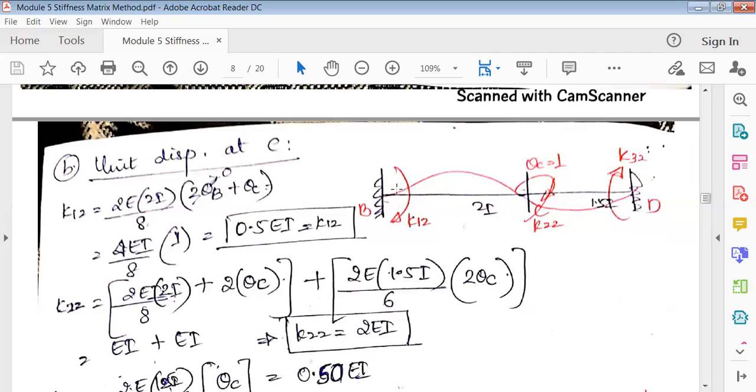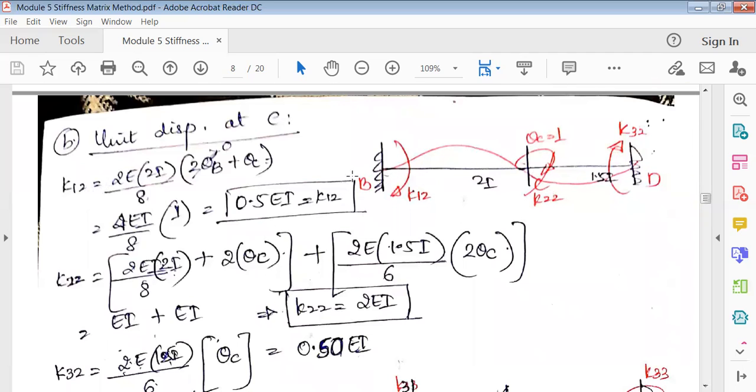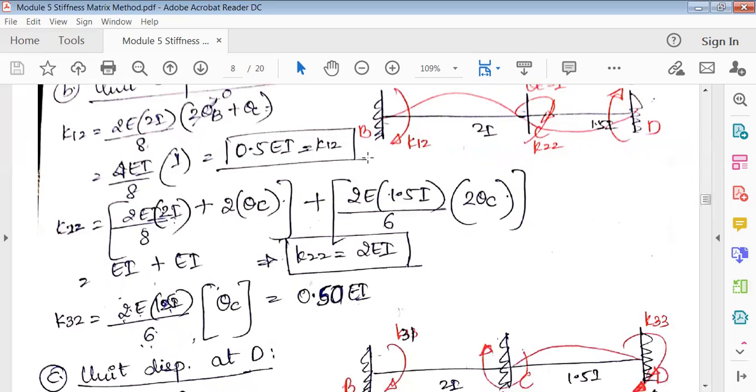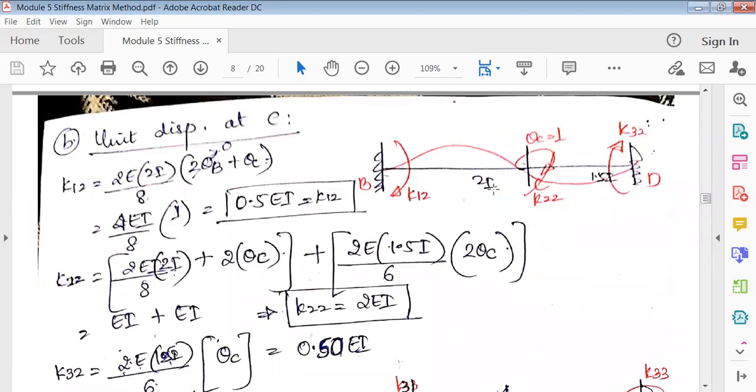All right. So once you mark this, next is again finding out K12. That is only MBC. So MBC you mark. So MBC is equal to 2EI by L into, again from B you measure, so it's 2 times 2 theta B plus theta C. Here again theta B is 0 because it's fixed. Wherever you apply the load, that is rotation, at that point you should release the fixed support. Then solve this, then you find K12, then K22.